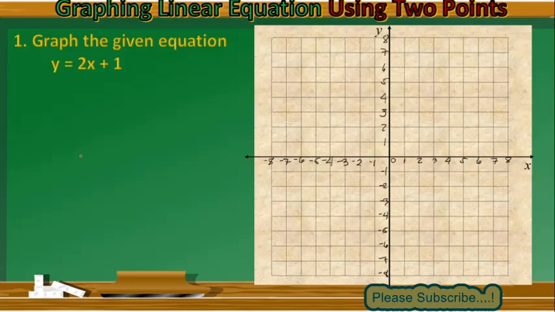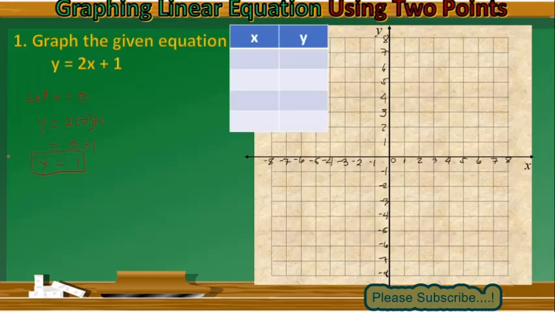You must assume at least two values of x. Okay, let's set x equals to, let's say 0. Let's rewrite the given. If x is 0, so y = 2 times 0 plus 1, then 2 times 0 is 0, plus 1. So the value of y is 1. So we will write that in the table of values.